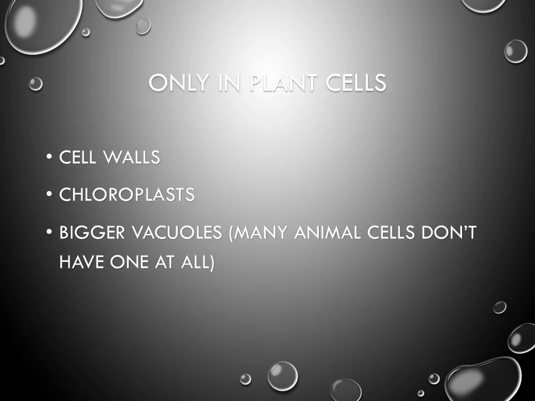Okay, only in plant cells. Cell walls surround the cell membrane in a plant cell. In an animal cell, the outermost part of the cell is the cell membrane. Plant cells have chloroplasts because they undergo photosynthesis while animal cells do not. And remember that they have bigger vacuoles. And many animal cells don't have one at all.